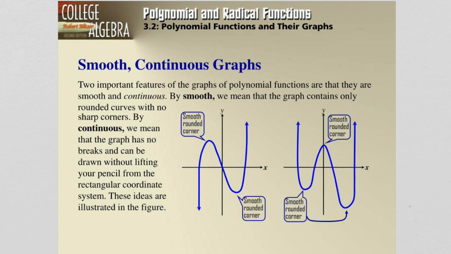Polynomials and radical functions. Two important features of a polynomial are that they're smooth and continuous. Here, as we notice, we go up and down. There's no jagged edges. Smooth and round. So polynomials are smooth and they're continuous. Something you could draw without lifting a pencil from the rectangular coordinate system.